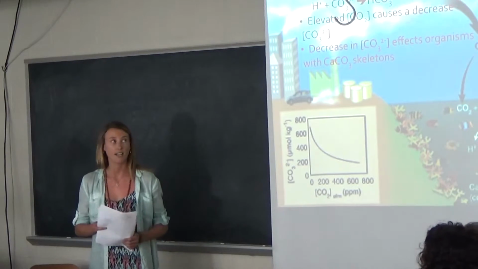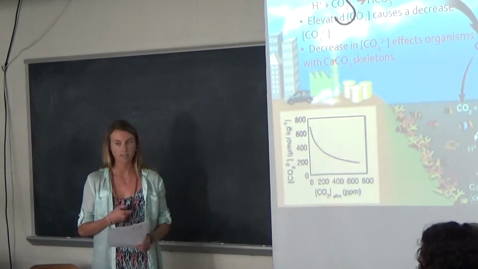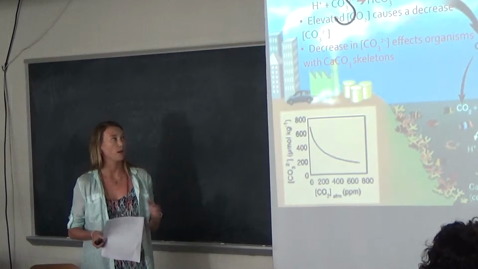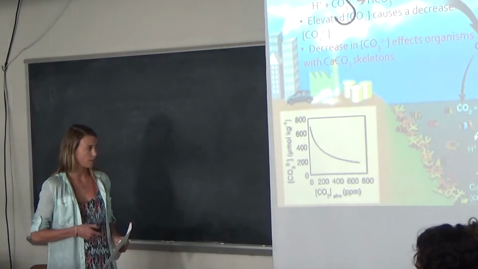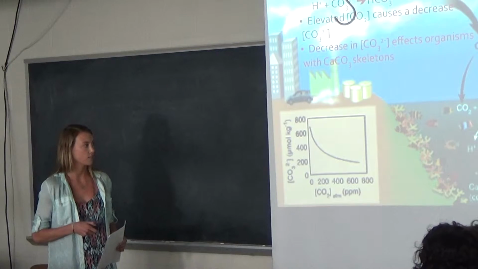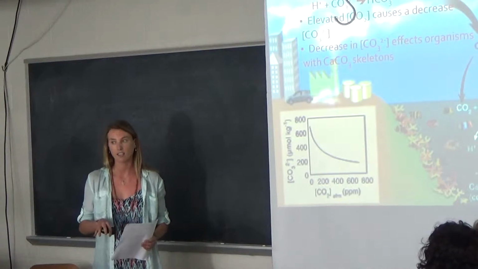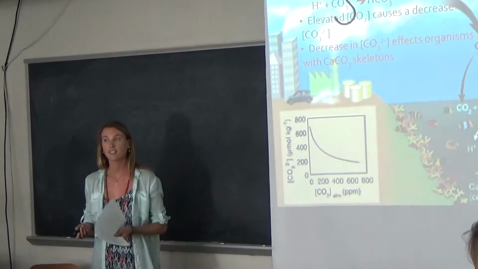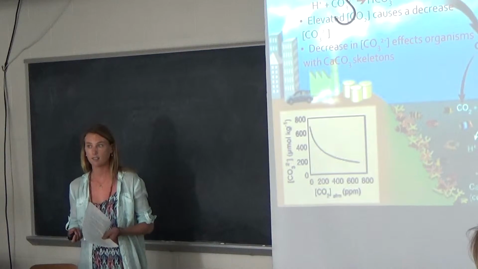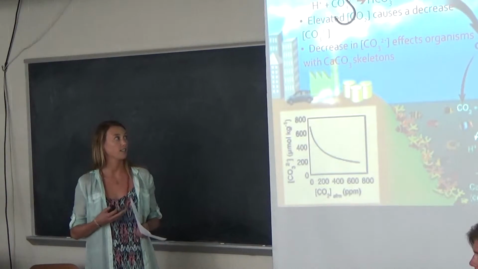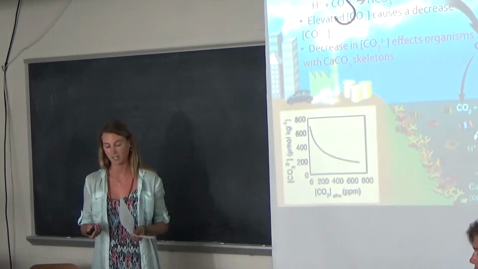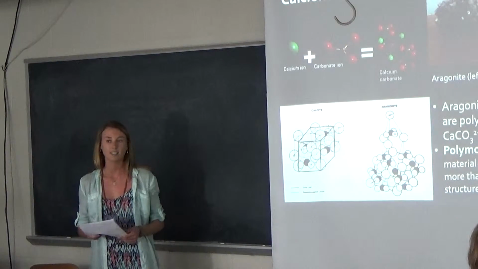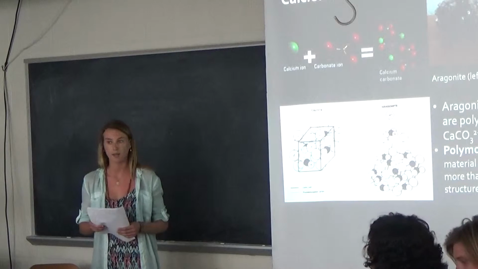So seawater also has a natural buffer, so as the concentration of hydrogen ions goes up, carbonate ions can take up these hydrogens and form bicarbonate. And so this graph here shows how as you increase the concentration of CO2, you also decrease the concentration of carbonate because it's acting as a buffer. And this is significant because calcifying organisms such as hard corals need these carbonate ions to form their calcium carbonate skeletons. So calcium carbonate is formed from the calcium ion and the carbonate ion.